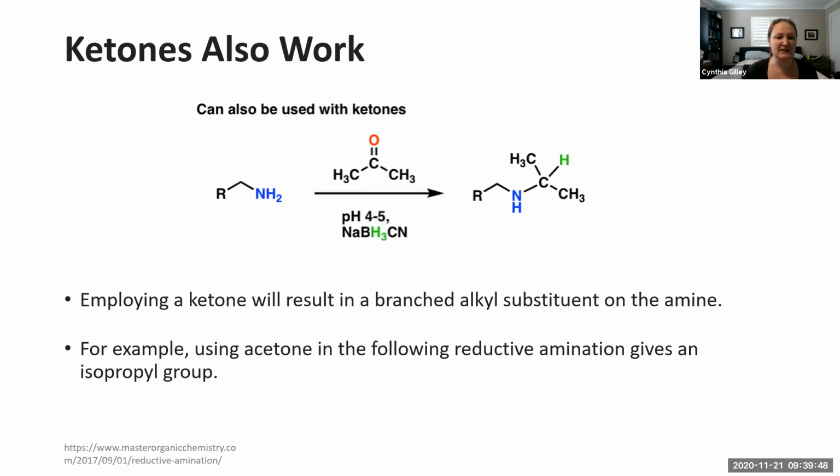You can also use ketones in place of an aldehyde. When you use a ketone, you end up with a branched alkyl group, right? Branched at the carbon that has been attached or bonded to the nitrogen atom. Notice that the carbon still has one hydride, right, delivered by the sodium cyanoborohydride.